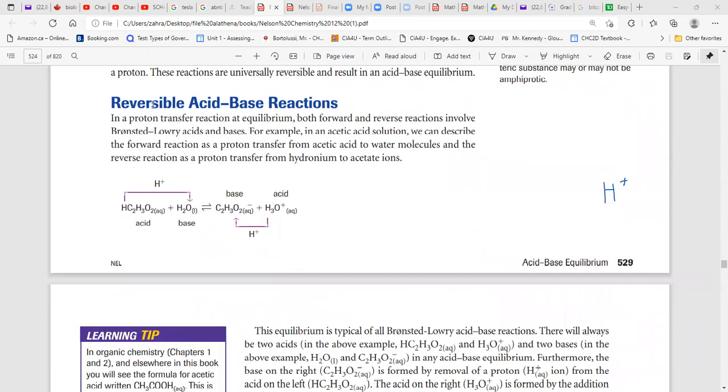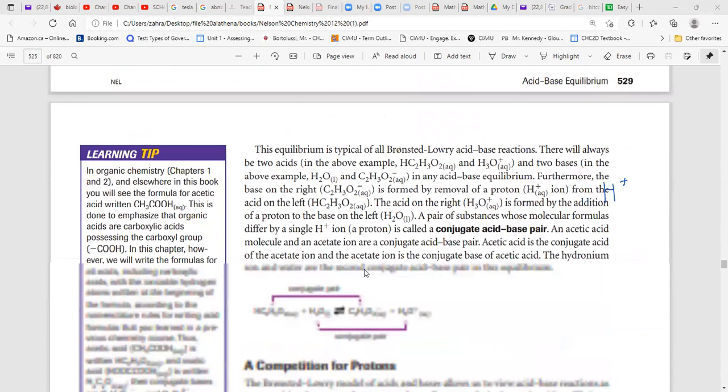So now for the reversible acid. If you have a two-way reaction, it means this is the weak acid or base, right? So looking at that, HC2H3O2 will turn into C2H3O2. It means it's losing a proton or hydronium ion. Therefore, it's going to be acid, and H2O is gaining hydronium ion. This is going to be base.